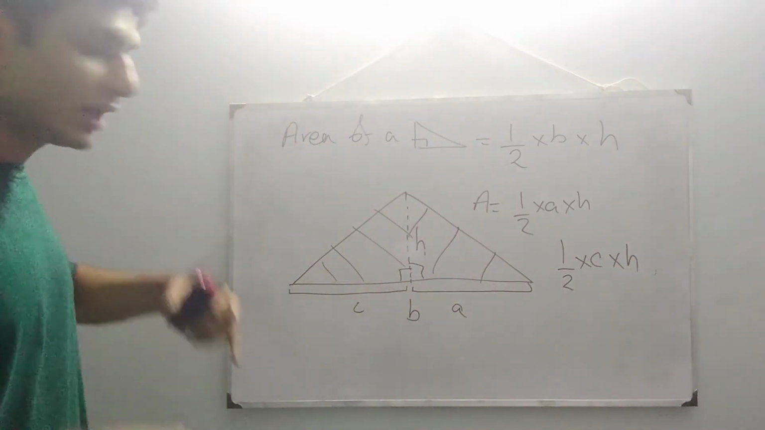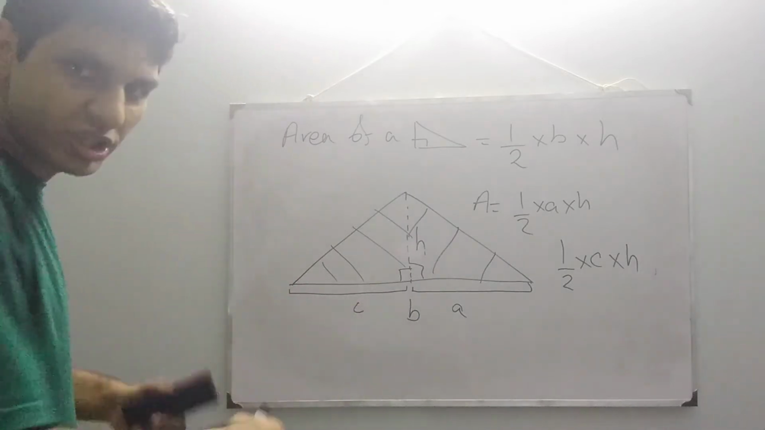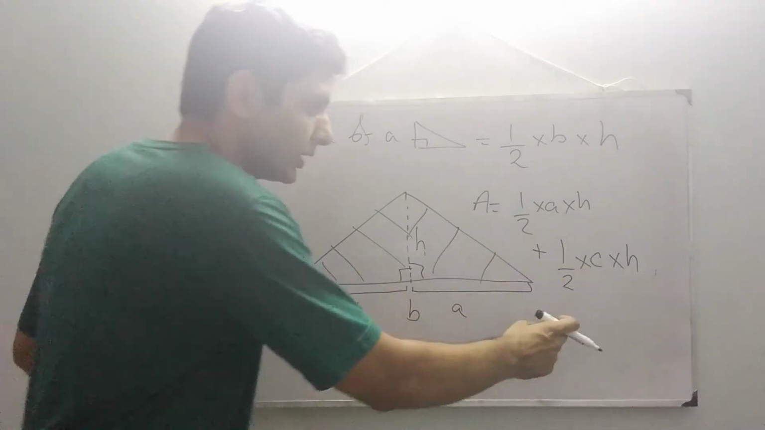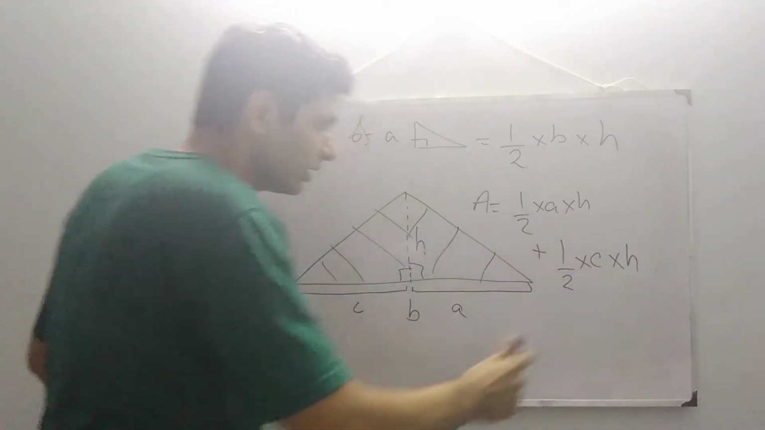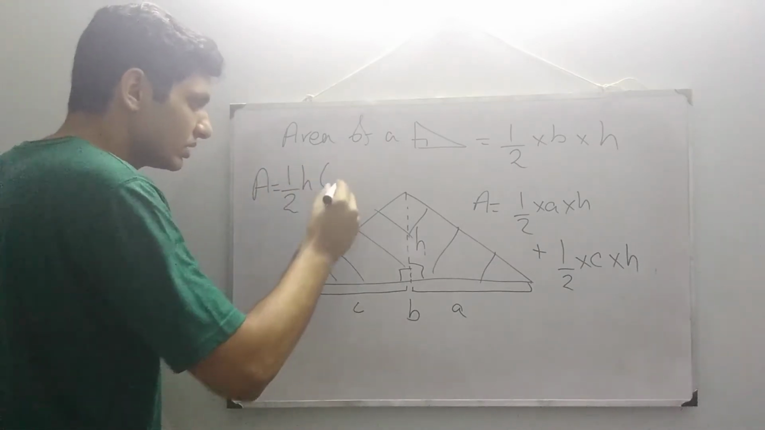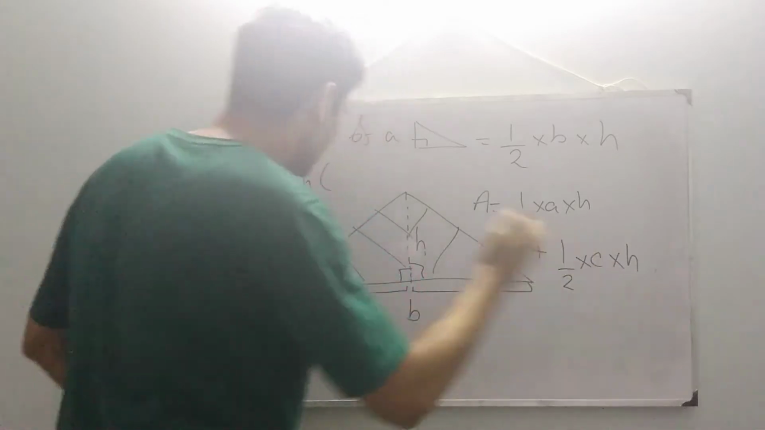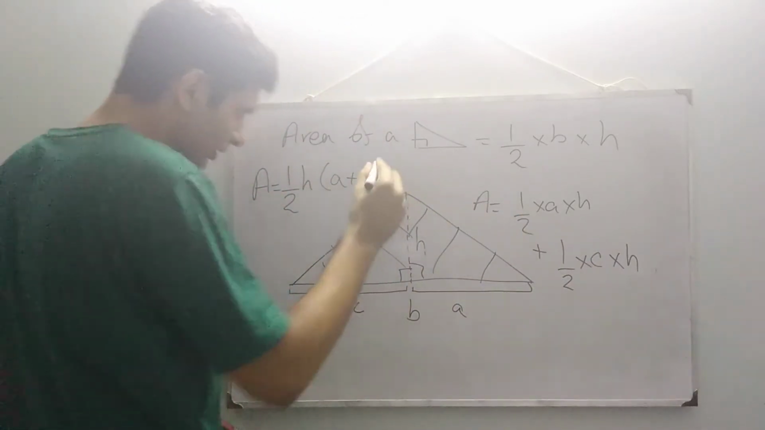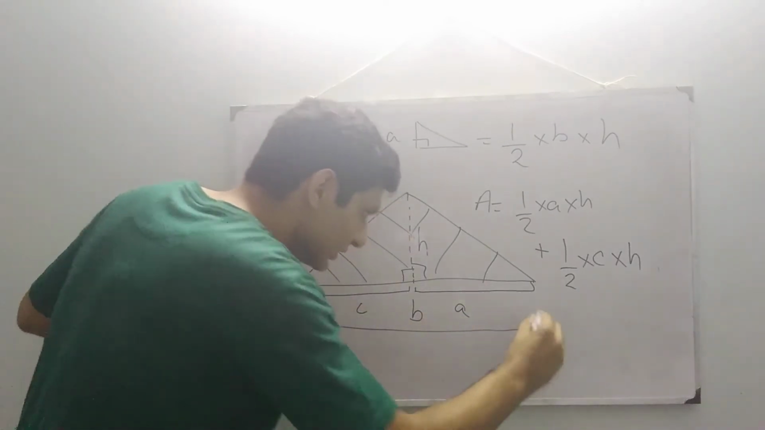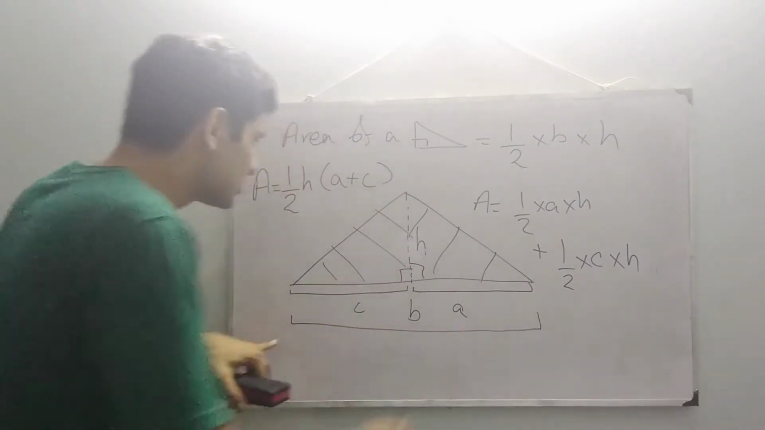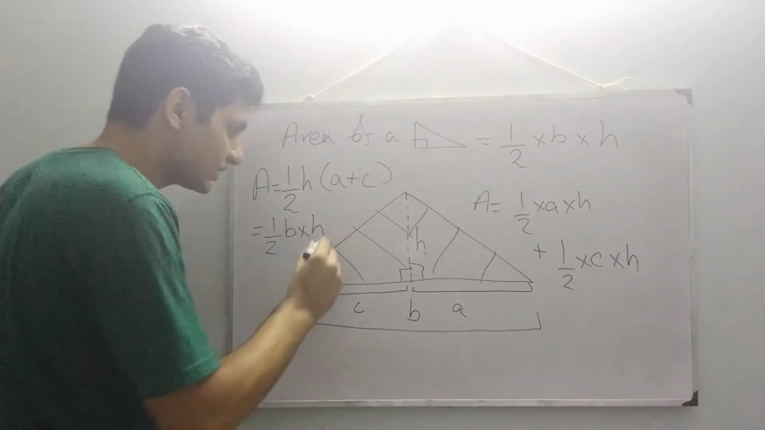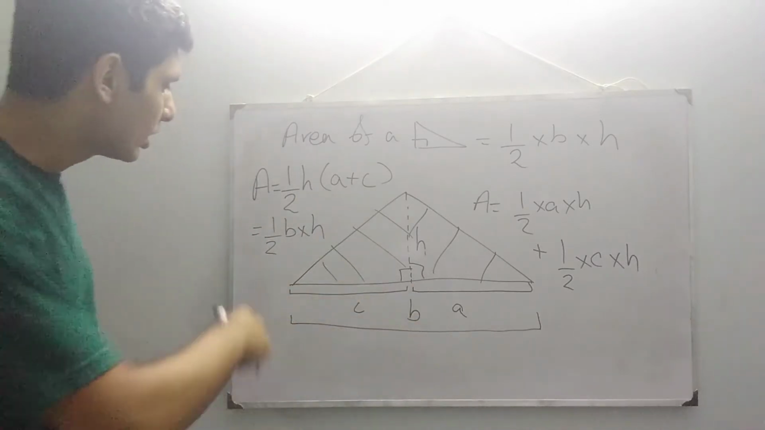The area of the total would just be the sum of the two. And I can write this in a better way. I can take half of h common, and so the area can be written as half of h times a plus c. Well, a plus c, that's just the whole base. So once again, we have half of the base times the height. So we're doing well.